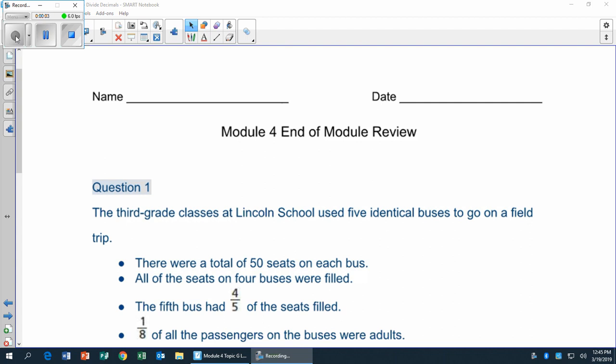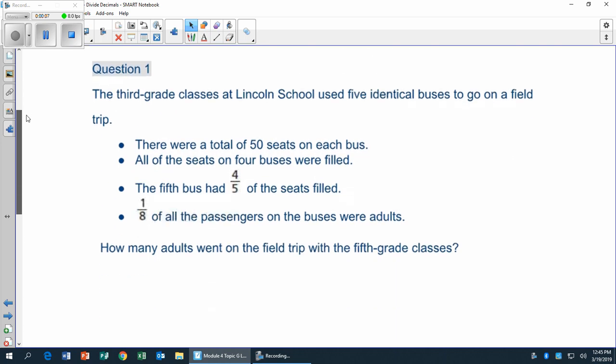The Module 4 end of module review. So the first question is asking about the third grade classes at Lincoln School using 5 identical buses.